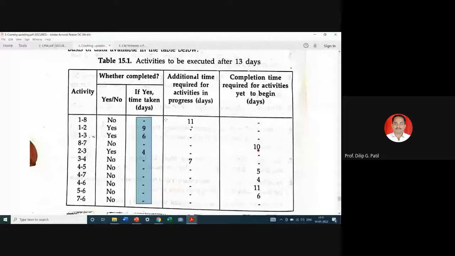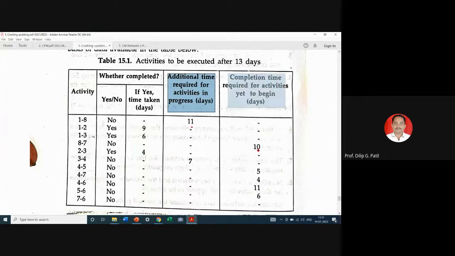So we need to consider, or as we are planning for days after 13 days, that means we are bothered about activities which need to be completed from the 14th day and afterwards. So these will be activities in progress, additional time required for activities in progress, and completion time required for activities yet to begin.